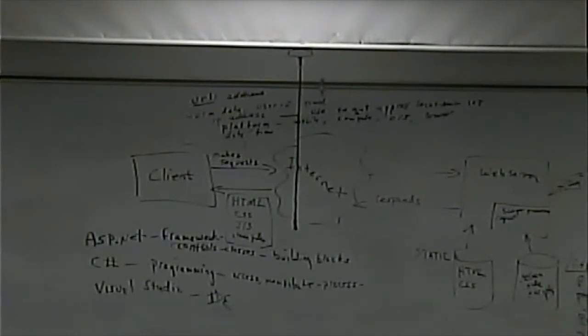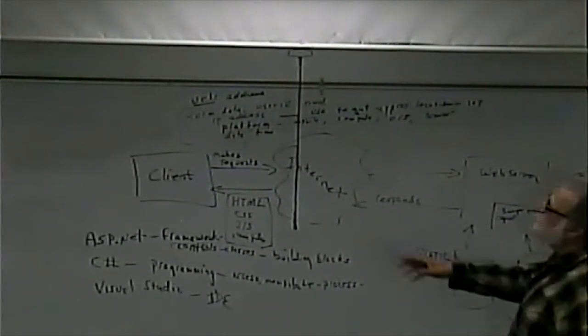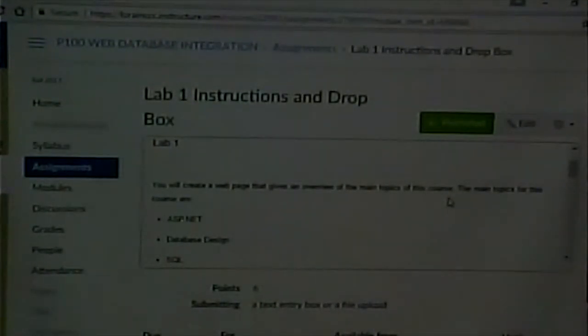Create a web page as an overview of the main topics of this course. The main topics are as follows: ASP.NET, database design, and SQL. So it doesn't matter if you don't know what these are. You're going to look it up, you're going to do some research and find out what these are. And you create a web page that gives an overview for these three topics.